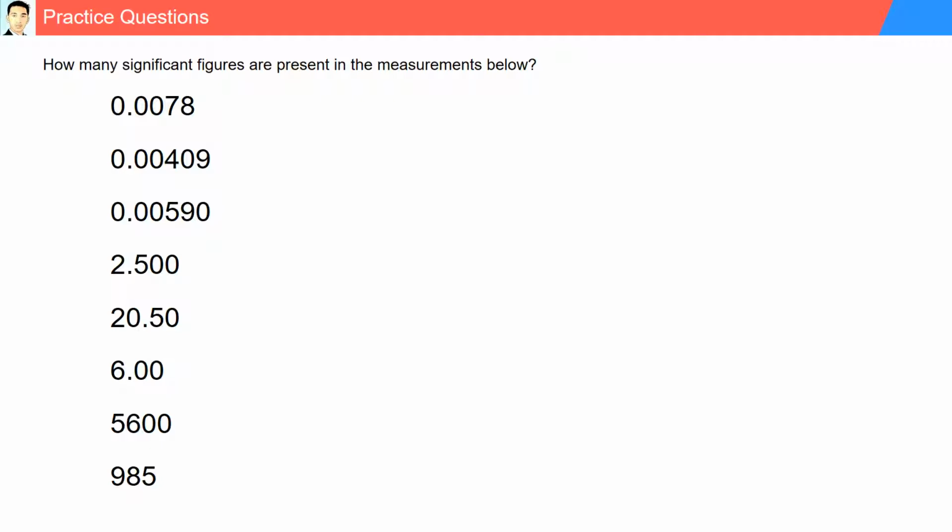Practice questions. How many significant figures are present in each of the measurements below? We'll use the PLAR method. Here we have 0.0078. A decimal point is present, so we come from the left. There are 2 significant figures. 0.00409. Decimal point is present, so we come from the left. The first non-zero is 4, so there are 3 significant figures.